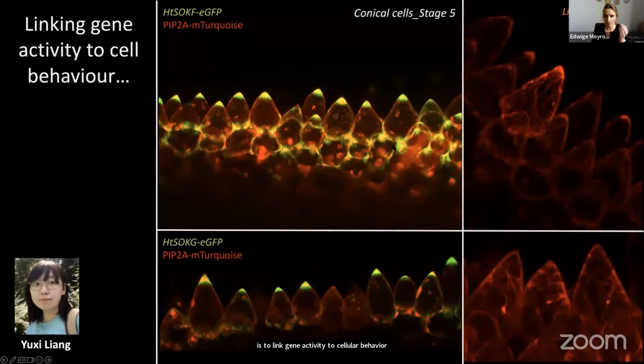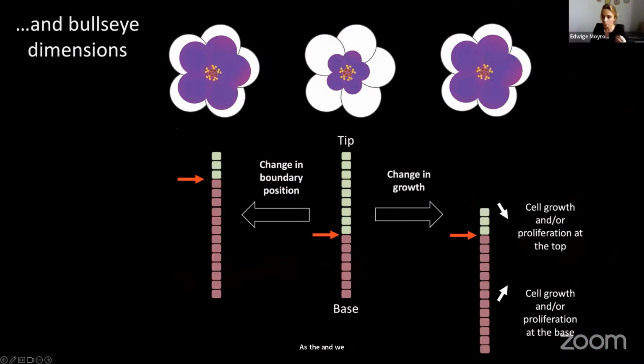And to do that, we've generated some reporter lines. So a line, for instance, that allows us to track cell polarity or the behavior of the cytoskeleton. And the idea is we are using this line now to understand how change in gene activity translates into different cell behavior and the emergence of different cell shape as the bullseye emerges. And we also want to understand how this cell behavior translates at the bigger scale to explain the overall organization of the bullseye. What do I mean by that?